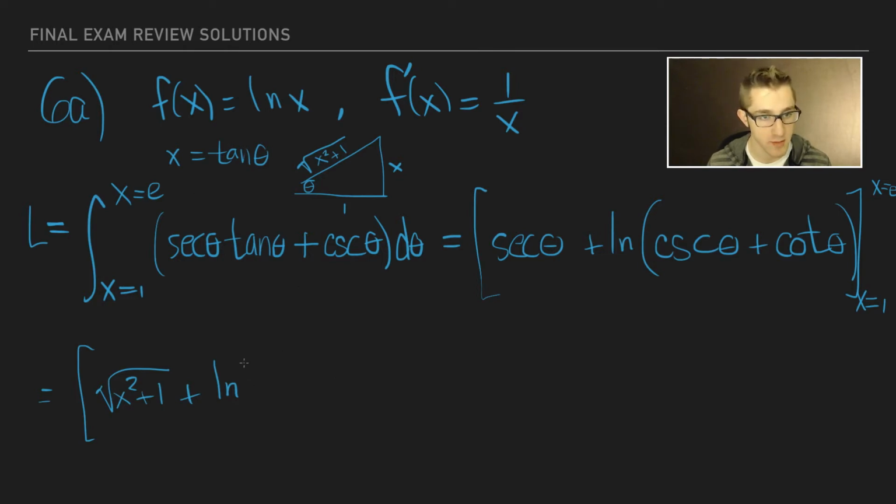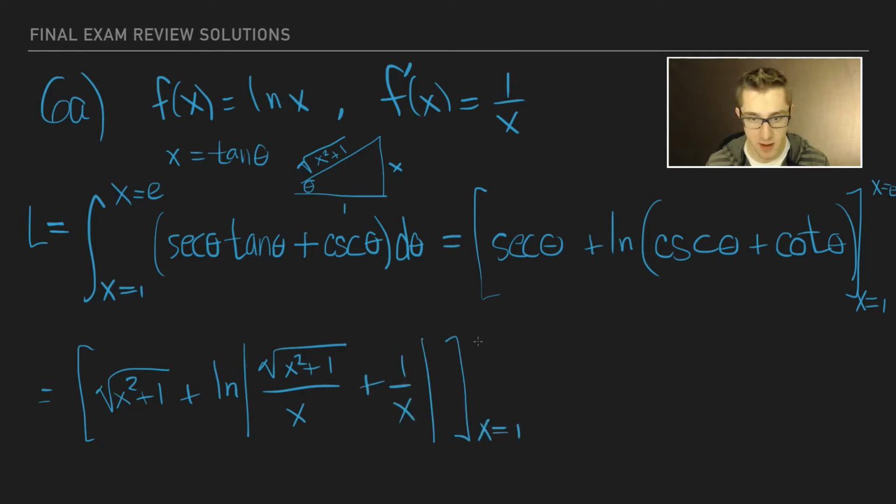It won't matter for our problem because our limits are positive and everything else should be positive, but I'll write them in here. So cosecant is 1 over sine. That's going to be square root of x squared plus 1 over x. And then cotangent is adjacent over opposite, so plus 1 over x. And I'm evaluating from x equals 1 to e. And when I do that, I'll write out quickly what we get.